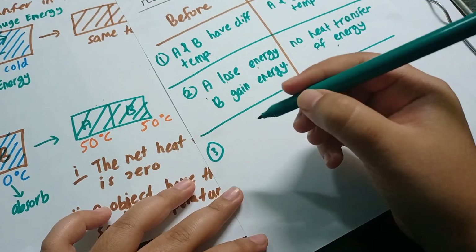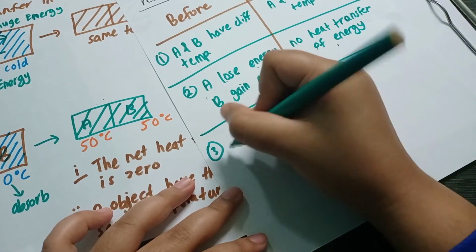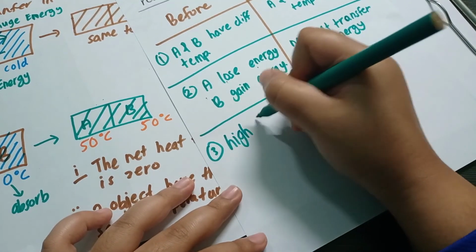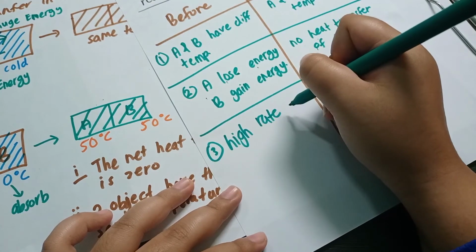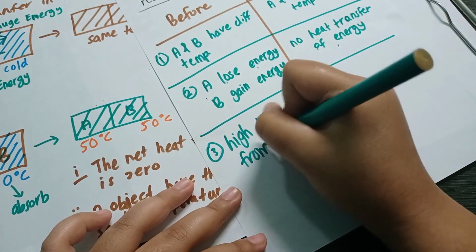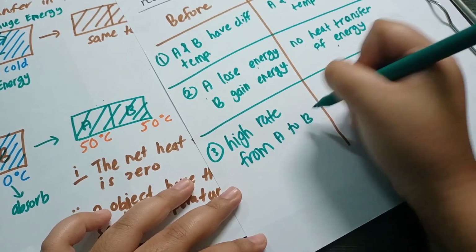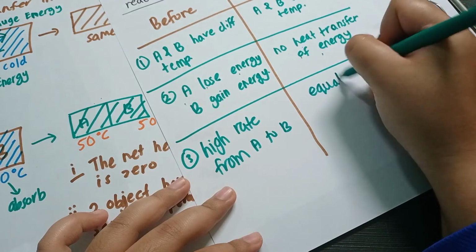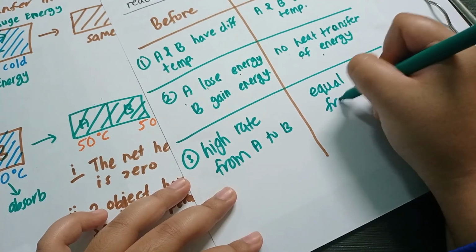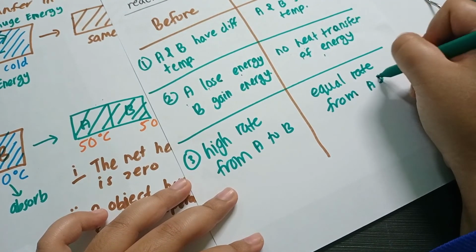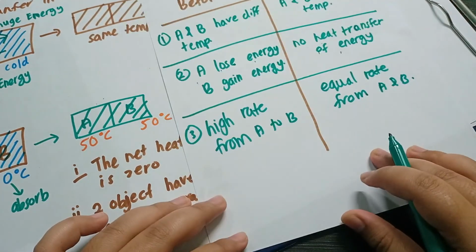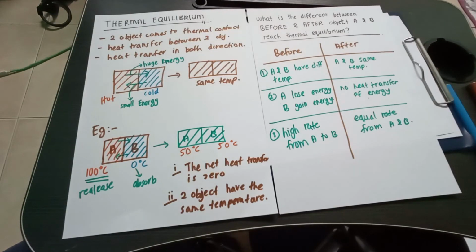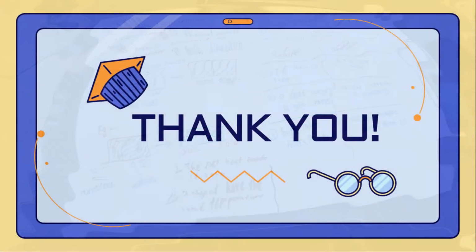And the last point is energy transfer at a high rate. Energy transfer at a high rate from A to B. But here there will be an equal rate between A and B. So that is the end of our lesson on thermal equilibrium. I hope you enjoyed and understood it.